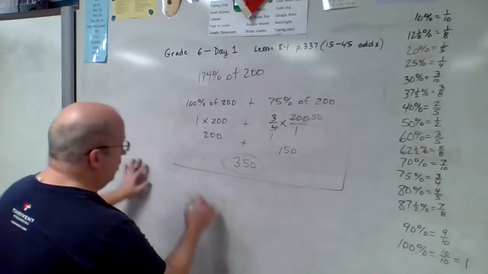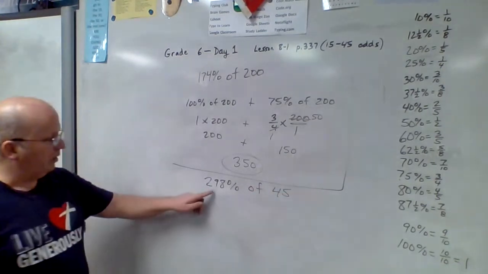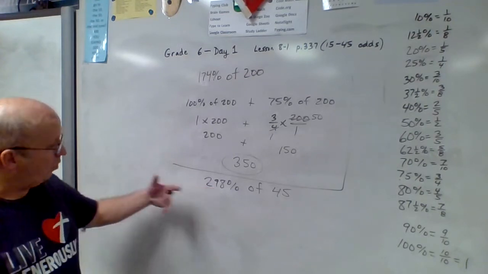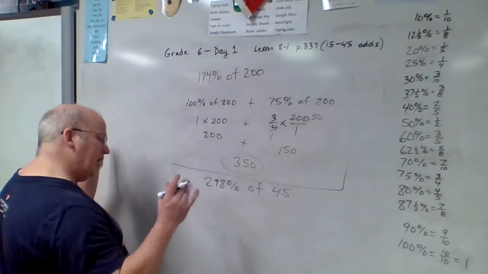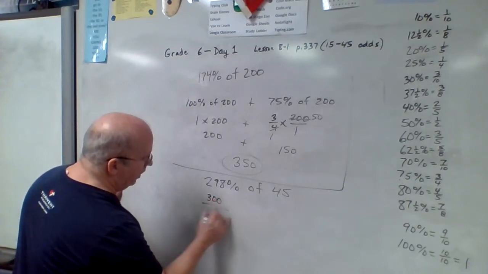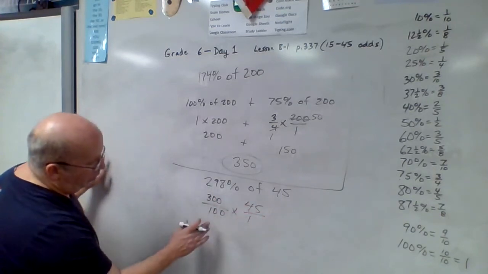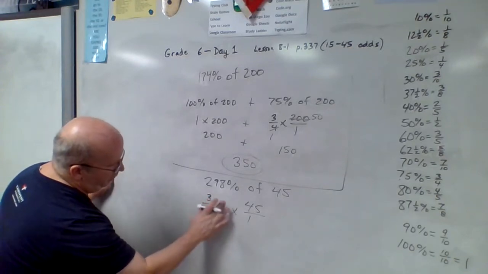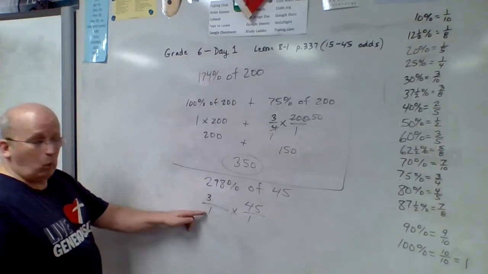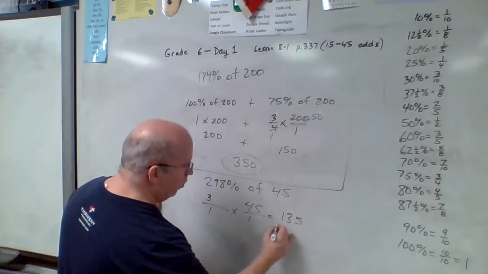Second example problem, 298% of 45. Well, looking at this, I'm thinking to myself, that's really close to 300%. So why don't I think of it that way? And then I can say to myself, well, 300% is really 300 over 100, and let's multiply it by this 45. Now, can't we simplify this and think of it as just simply 3 over 1 if I divide the top and the bottom by 100? And then when I multiply these together, I get an answer of 135.